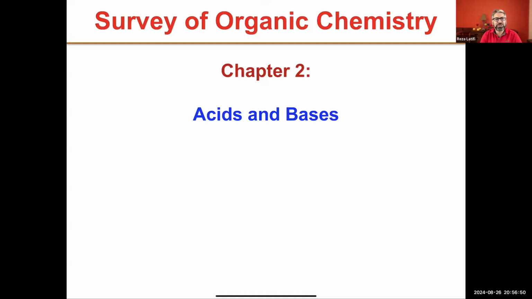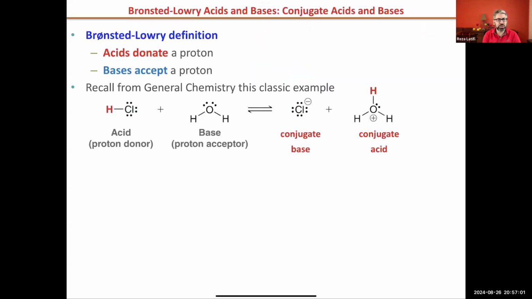Welcome back to another lecture from Organic Chemistry, a survey of organic chemistry. In this chapter, which is going to be a new chapter, chapter 2, we'll be covering acids and bases. And we're going to try to use a term like pKa to figure out whether a chemical reaction is going to move on or not.